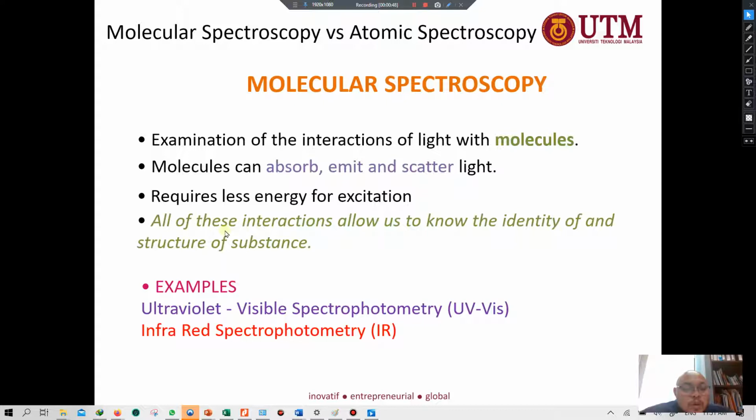Okay, the same goes for atomic spectroscopy. We can somehow try to identify the atoms, but if you do atomic spectroscopy, it's very hard to trace back the compound. If you want to know the compound or molecule, you need to go to molecular spectroscopy. You cannot perform it using atomic spectroscopy. Atomic spectroscopy is only for free atoms and free ions. Examples of molecular spectroscopy are UV-vis and also infrared spectroscopy.